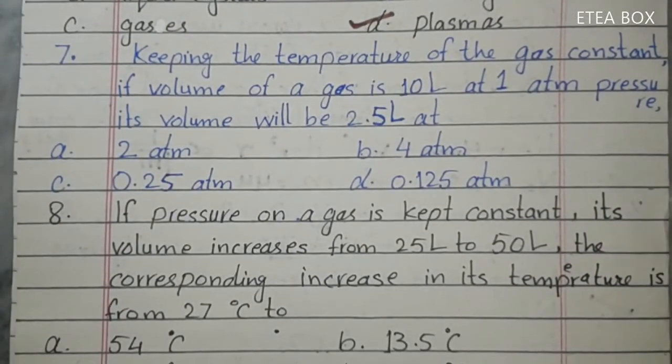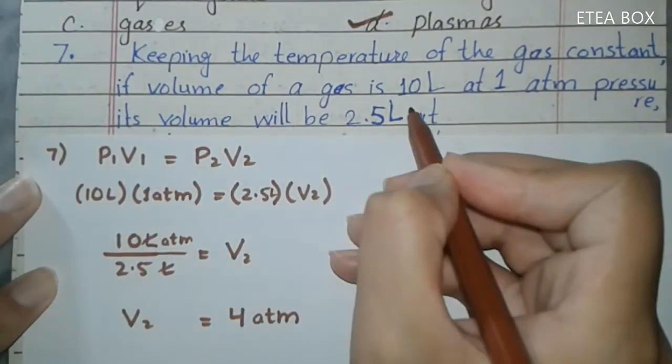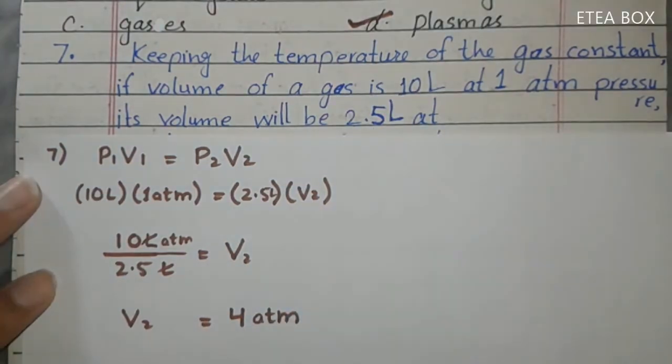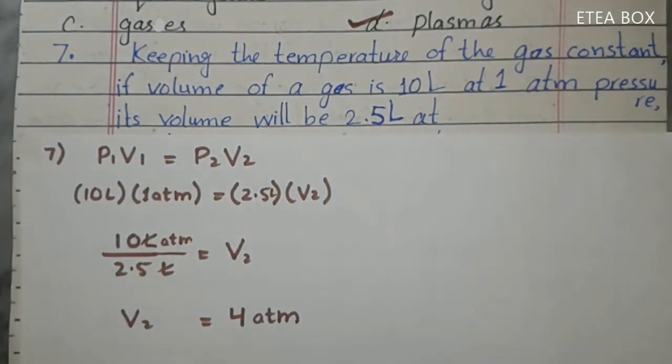Next one. Keeping the temperature of the gas constant, if the volume of gas is 10 liter at 1 atm pressure, then its volume will be 2.5 liter at what pressure? Let's solve this. We are given that at 1 atm pressure the volume of gas is 10 liter. So at what atm pressure will the volume be 2.5 liter? Here we will use P1 V1 equals P2 V2, Boyle's law.